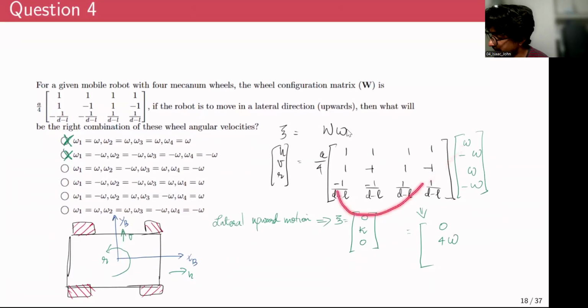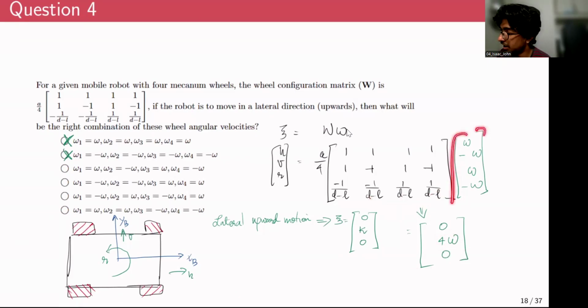So this is minus and plus, that becomes minus. This is minus and minus, that becomes plus. This is plus and plus, that becomes plus. This is plus and minus. So this also becomes 0. It will add up to be 0. So as you can see, these are comparable, right? 4 omega can be considered as an arbitrary constant.